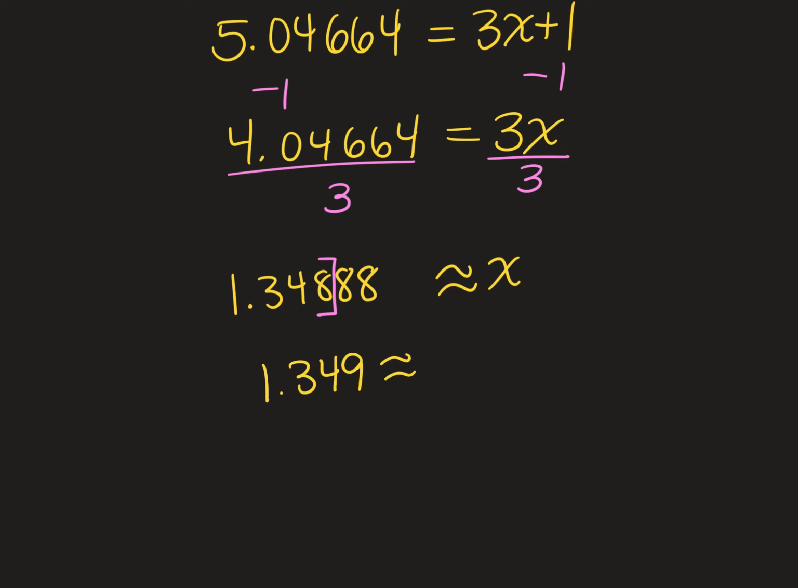I think on the Go Formative, I have you rounding to 2 decimal places. So in this case, if we were rounding this to 2 decimal places, it would be 1.35. Okay. I think that kind of gives you the idea of what you're going to be doing here.